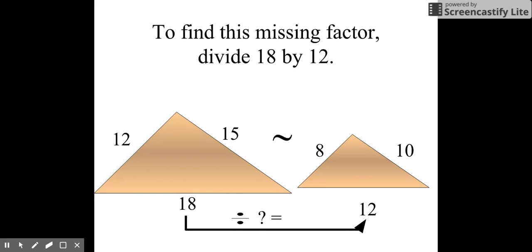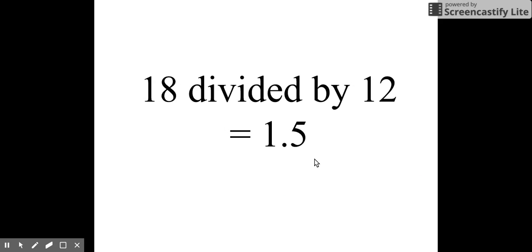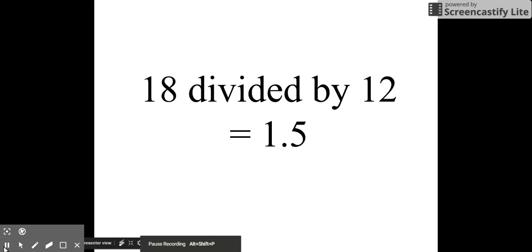Now, to find the missing factor, you divide 18 by 12, or you could go in and do 15 by 10, or you could do 12 by 8. All three will get you the same divisor. So 18 divided by 12 is 1.5.